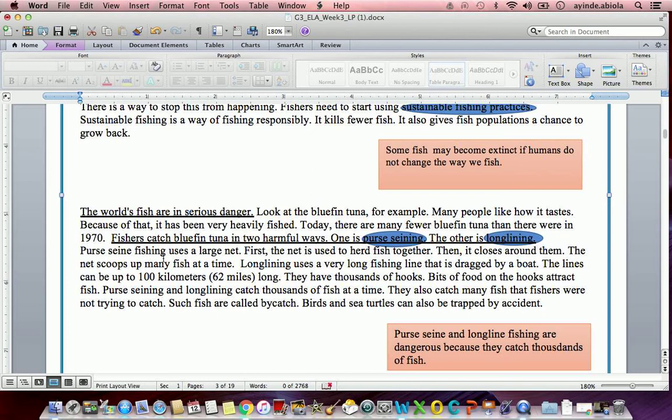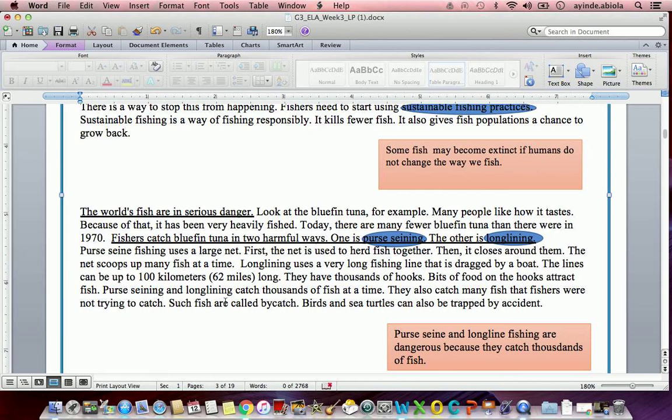Purse seine fishing uses a large net. First, the net is used to herd fish together. Then, it closes around them. This net scoops up many fish at a time. Long lining uses a very long fishing line that is dragged by a boat. The lines can be up to 100 kilometers, 62 miles long. They have thousands of hooks. Bits of food on the hooks attract fish.